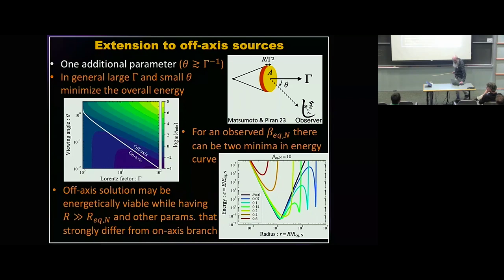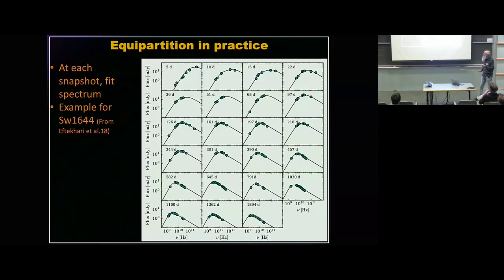Okay, moving on. So how does it work in practice? This is a nice case of 1644, and you see here many snapshots. In each snapshot, there is a spectrum. Fitting for the spectrum gives us an idea about these spectral parameters, and then connecting the dots as a function of time gives us the evolution of all these properties with time.